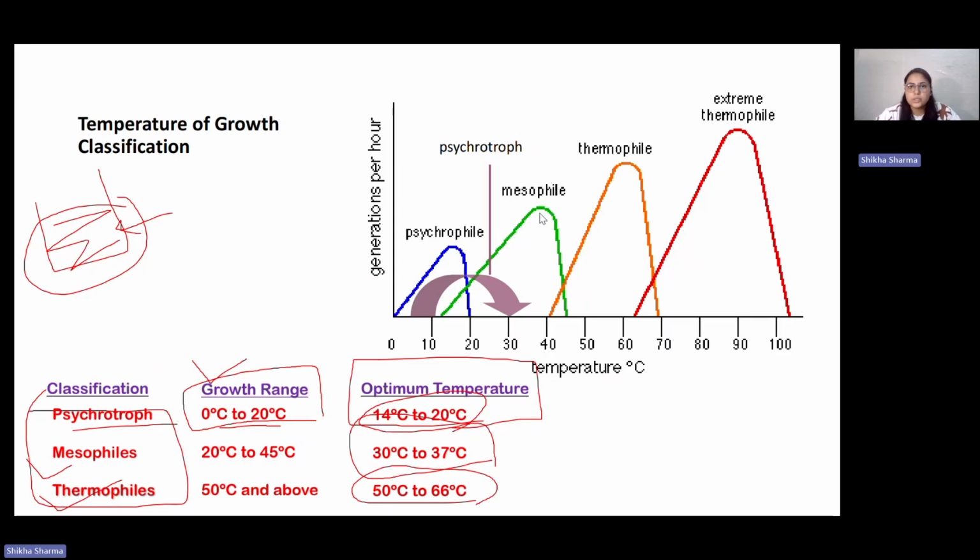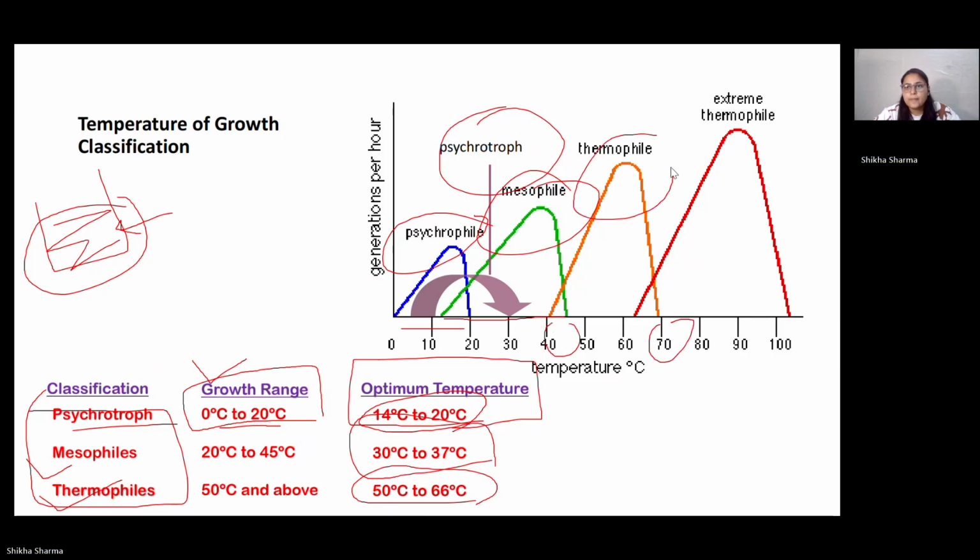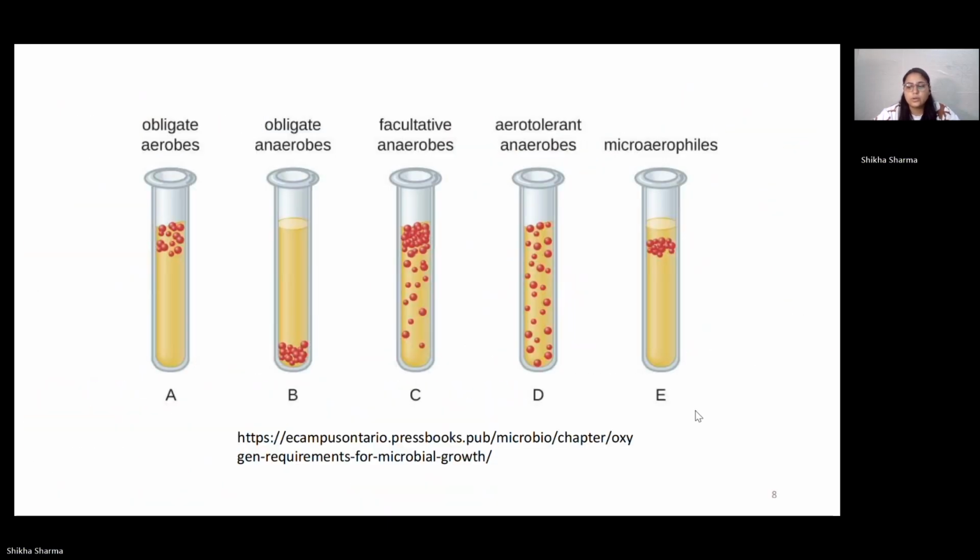So there are different classifications: from 0 to 20, psychrophiles. Mesophiles are the ones from maybe 15 to 45 or so, and in between, from 10 to 30, these are the psychrotrophs. Then thermophiles are the ones from 40 to 70. Then extreme thermophiles are the ones from 65 to 100 or 105 degrees Celsius that they can tolerate. Then there is classification based on oxygen stress. So the microorganisms can be classified into these 5 different classifications.